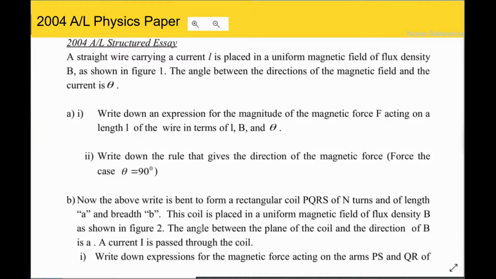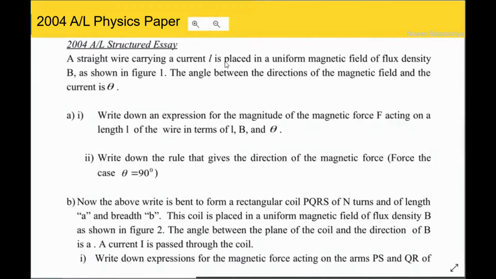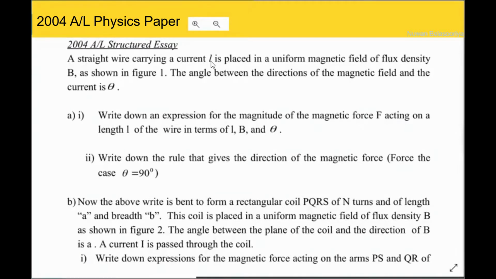We are going to discuss this 2004 structured essay question, which is from magnetic field, given from moving coil galvanometer. A straight wire carrying a current capital I, it is not L, it is I, is placed in a uniform magnetic field of flux density capital B, as shown in figure 1.